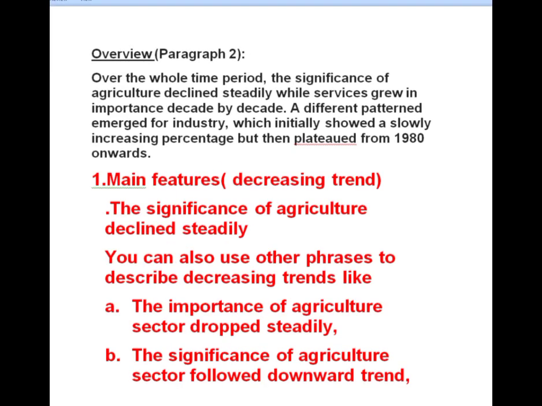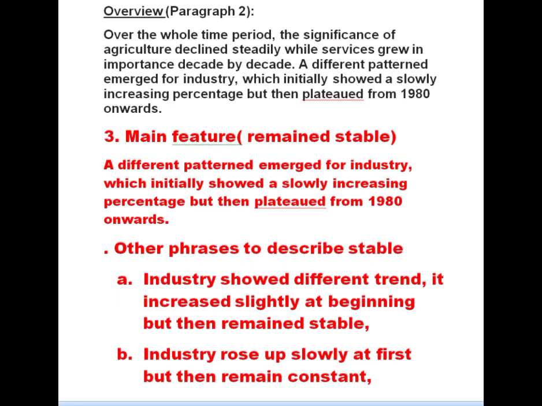Let's see another main feature, the decreasing trend. We can see the significance of agriculture declined steadily. You can also use other phrases to describe these decreasing trends, like the importance of the agriculture sector dropped steadily, or the significance of the agriculture sector followed a downward trend. Let's see another main feature, that is remained stable.